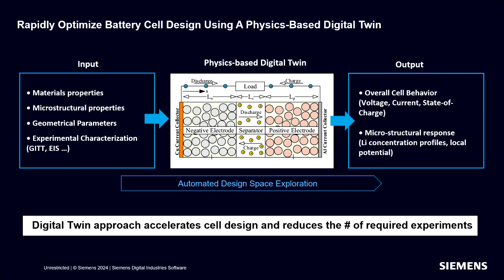Those are then fed into physics-based electrochemical models that describe all the physical processes happening inside the battery cell. The models will generate as output not only the overall response of the cell, such as voltage, current, and state of charge, or SOC, but also the microstructural response inside the cell, such as local lithium concentration profiles, as well as local propensity for lithium metal plating, which can be detrimental to cell performance. Now, by using a physics-based digital twin, one can accelerate cell design and also reduce the number of required experiments.